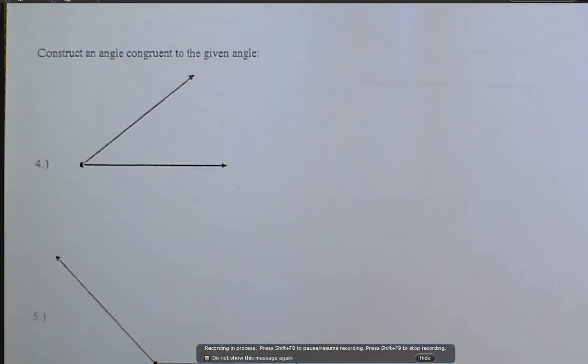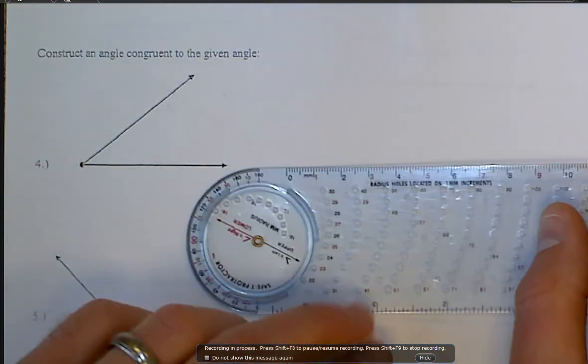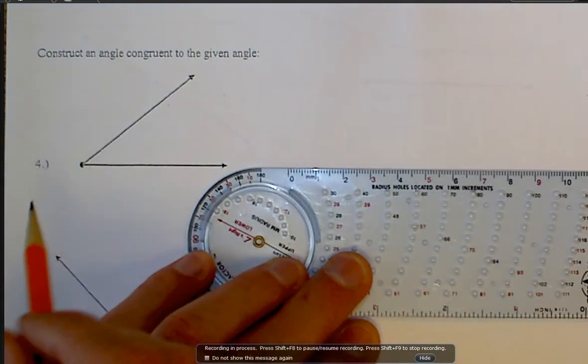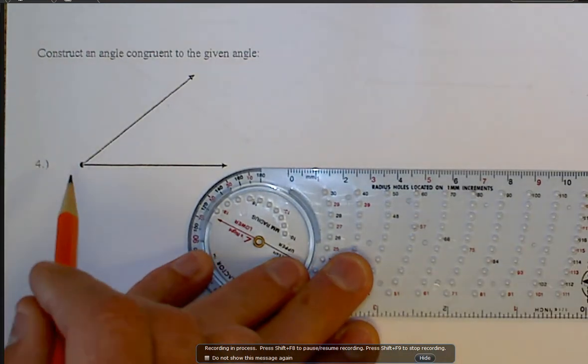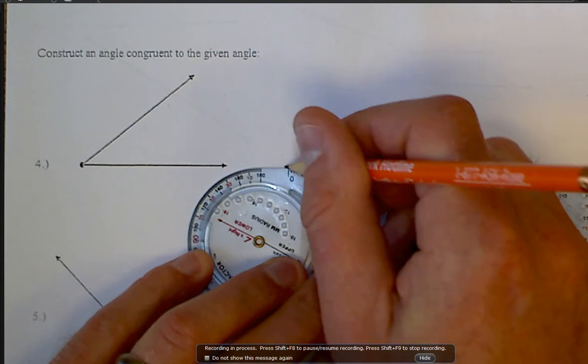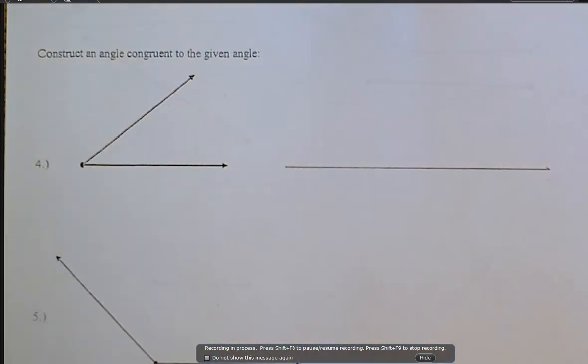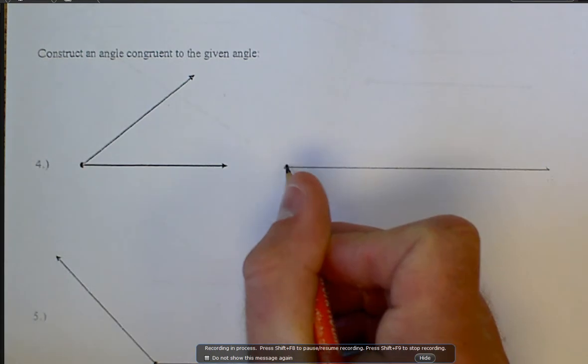You want to construct first, or draw, a ray that is longer. Very similar to what you did on the first one, constructing a congruent segment. All right? Next, I'm going to put my endpoint here.